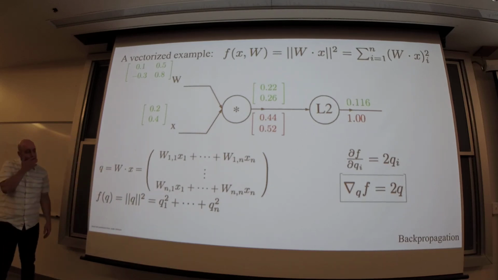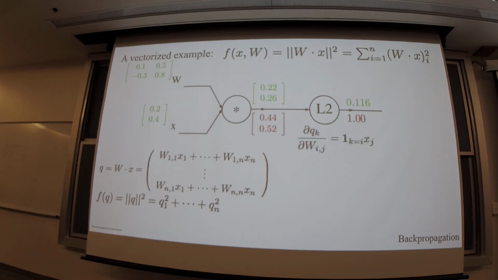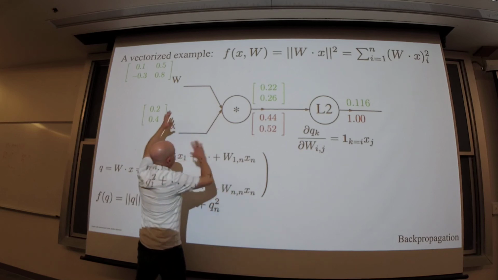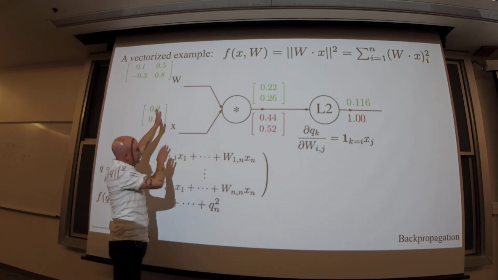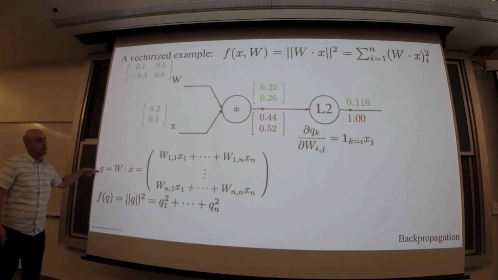Okay, so now we just have this multiplication. And this follows the same rules as the switchers before, but it's just a little more complicated because you have more indices to pay attention to. But I promise you we can do this. So what we're thinking about now is this operation, this matrix vector multiplication, W times x equals q.